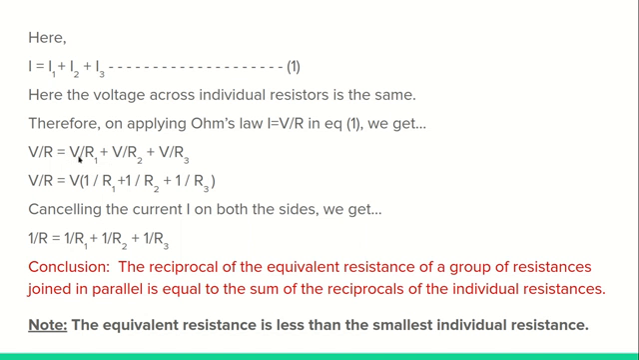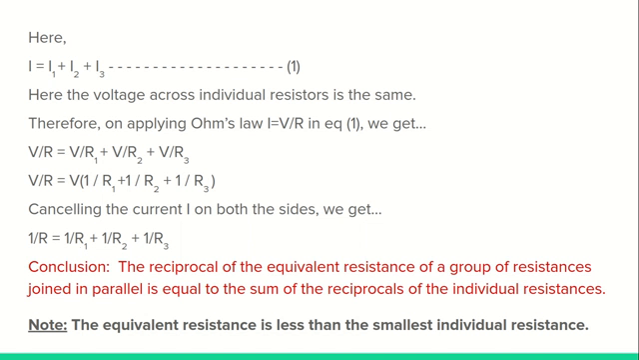Here the voltage V is common in all three, so we take it out as V times (1/R1 + 1/R2 + 1/R3). We find that the potential difference V is common on both sides, and so we cancel the potential difference V on both sides and we get 1/R = 1/R1 + 1/R2 + 1/R3.